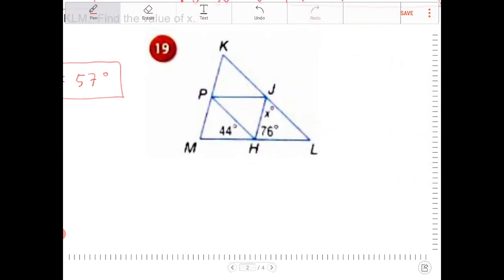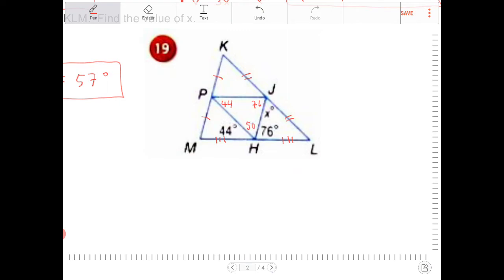Okay. Next, same idea. These segments are going to be broken up in this manner because they're all mid-segments. And if that's the case, then we know that if this is 44, then this guy here is 44. If this is 76, then this guy here is 76. And if that's 76, then this is 130.